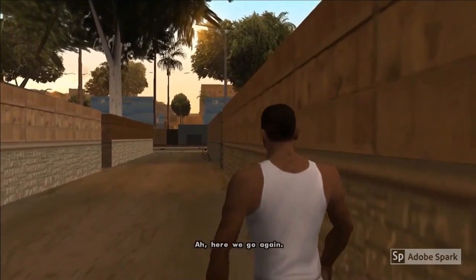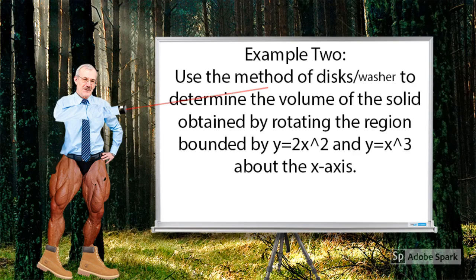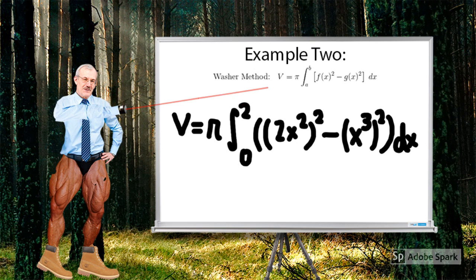Here we go again. For example 2, use the method of disks/washers to determine the volume of the solid obtained by rotating the region bounded by y equals 2x squared and y equals x cubed about the x-axis. For example 2, we'll be using the washer method, which is v equals pi times the integral from a to b of f of x squared minus g of x squared dx.